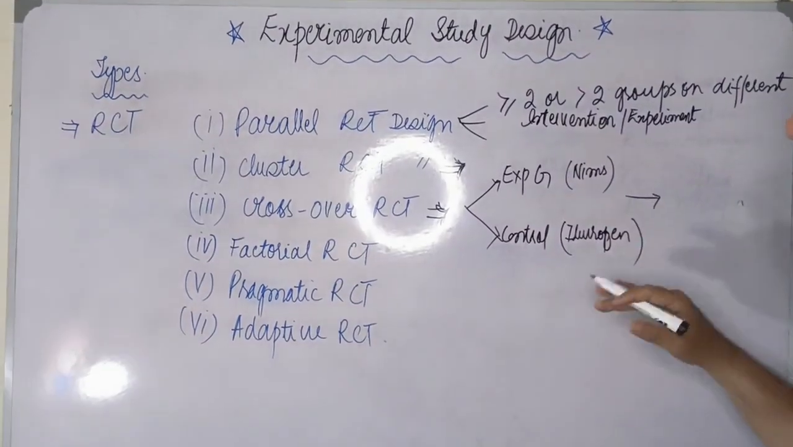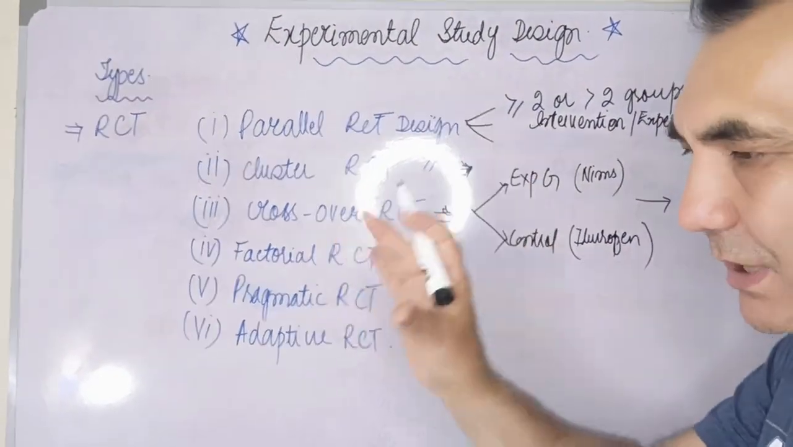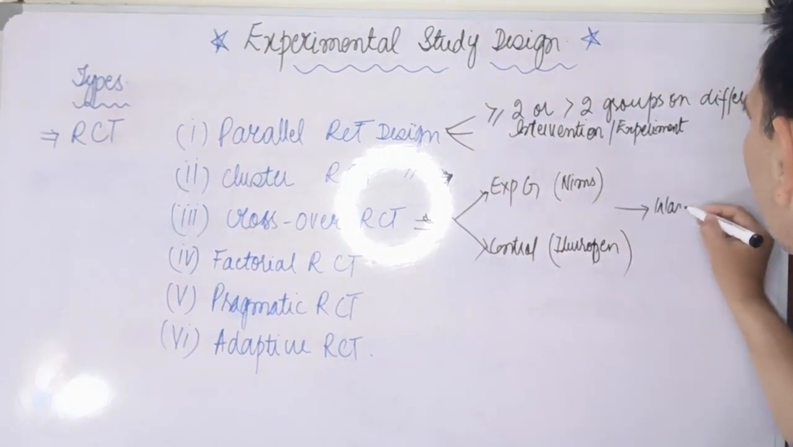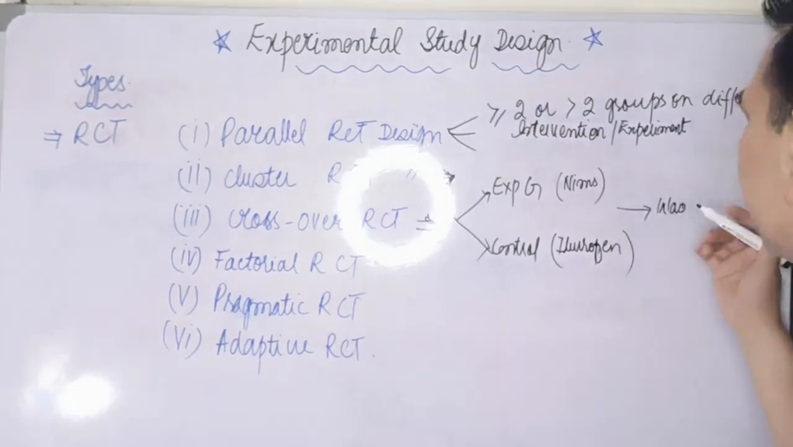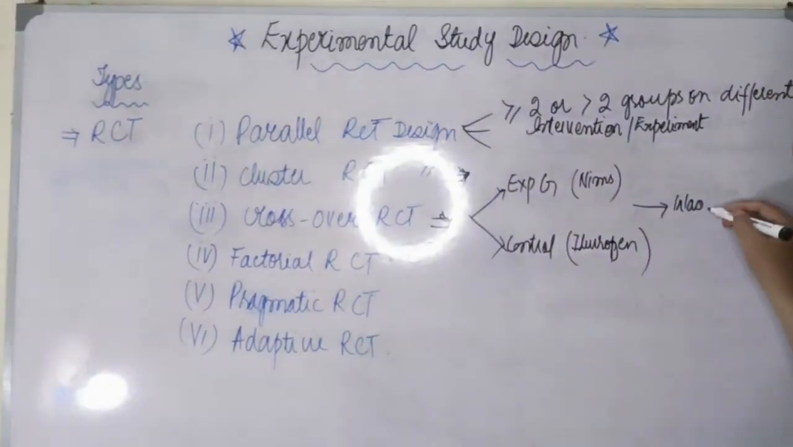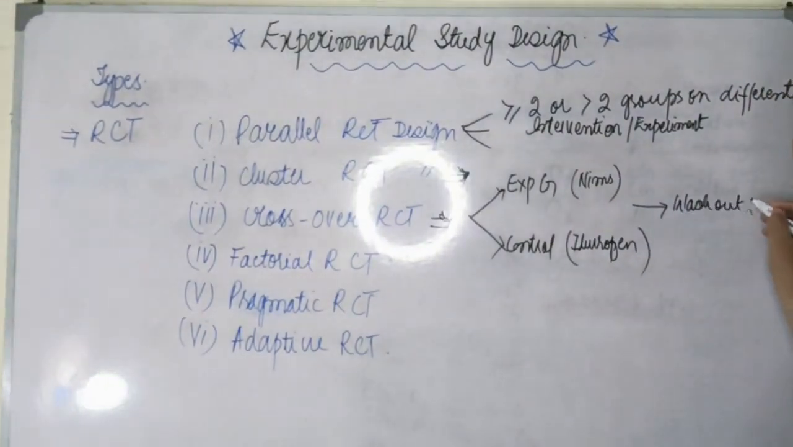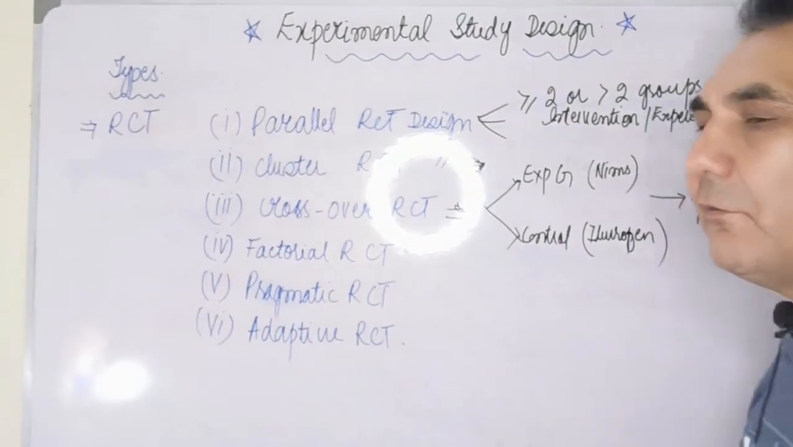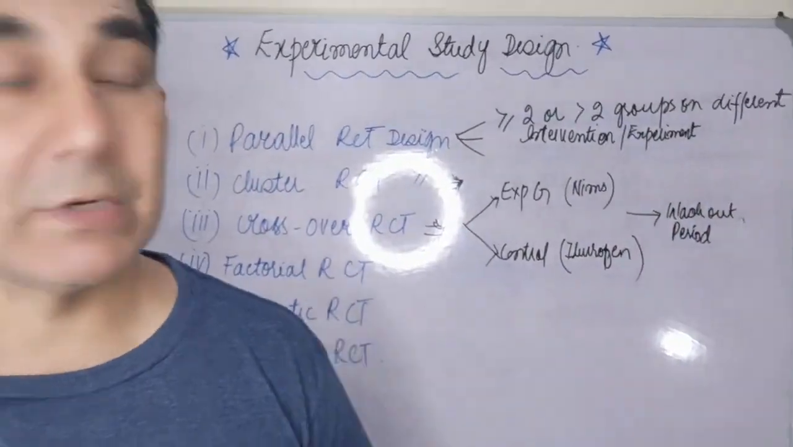So after 1 or 2 weeks, according to the half-life of the drugs, he interrupts the intervention with a washout period according to the half-life of their particular drugs.